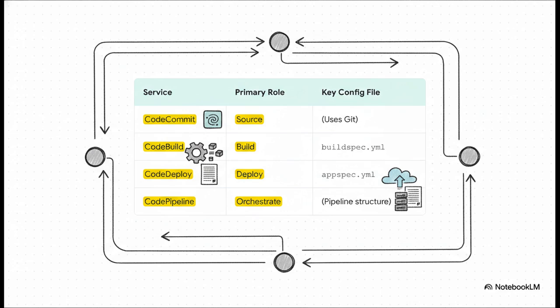Commit is for source code. Build is for, well, that's easy, building, and it uses buildspec.yml. Deploy is for deploying, and it uses appspec.yml. And finally, pipeline is the one that orchestrates and connects everything together. If you can lock this table in your memory, you are in fantastic shape.